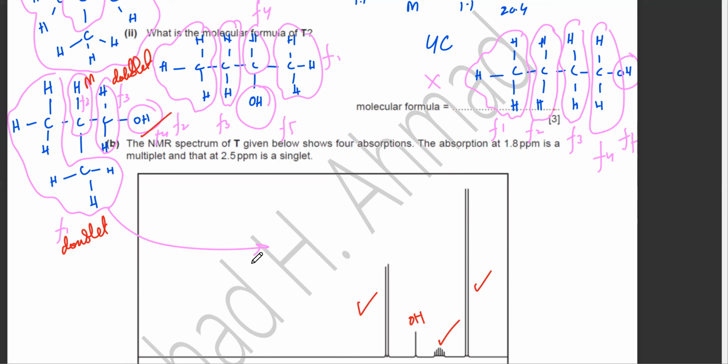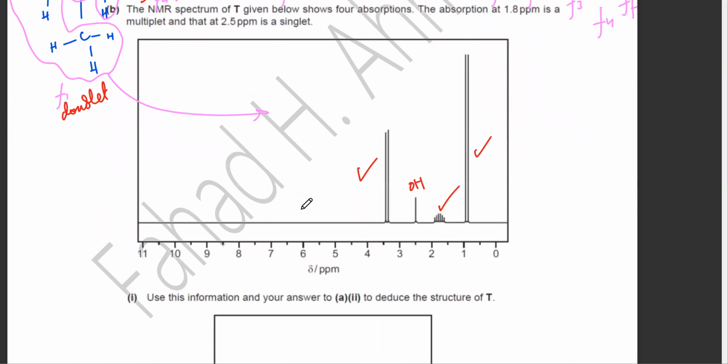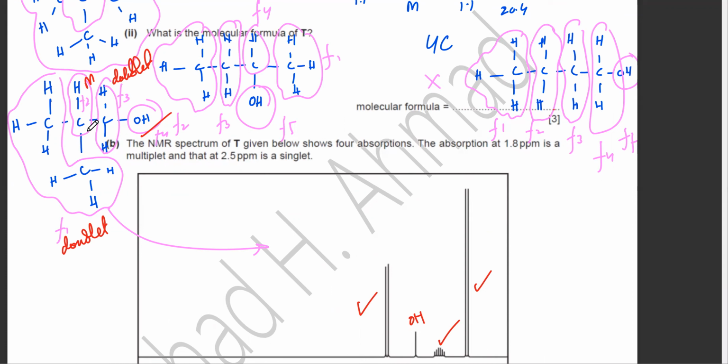Plus you can also check for the height. Which one would this be? It has a lot of absorption. So which one is this? F1, because F1 has a lot of hydrogens resonating at that frequency. So that frequency is going to be absorbed a lot more. So that would be F1. And you figured out the structure. That's how you basically figure out the structure.